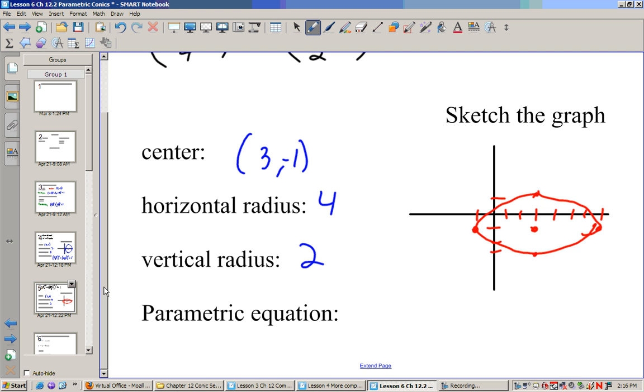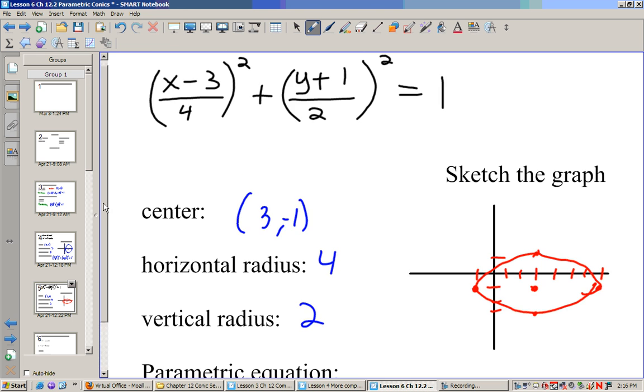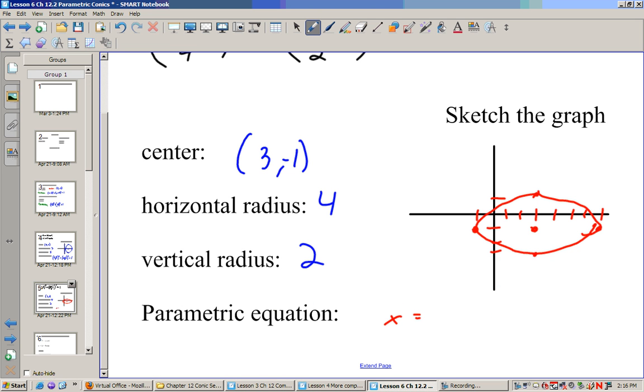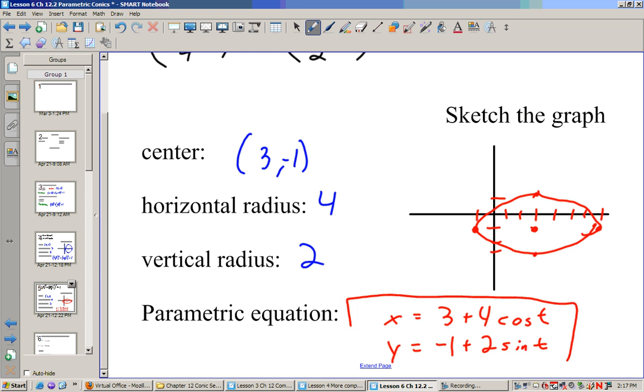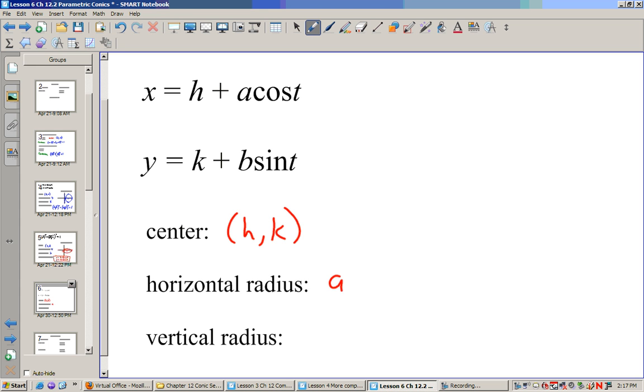Now the parametric equation for this, since this is in standard form, we want to go back to parametric. X will be 3 plus 4 cosine t. The y will be negative 1 plus 2 sine t. Alright. So the general parametric form for an ellipse or a circle looks like this, where the center is at h, k, the horizontal radius is a, and my vertical radius is b.